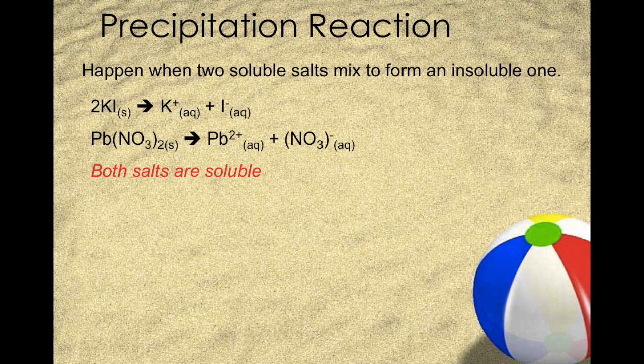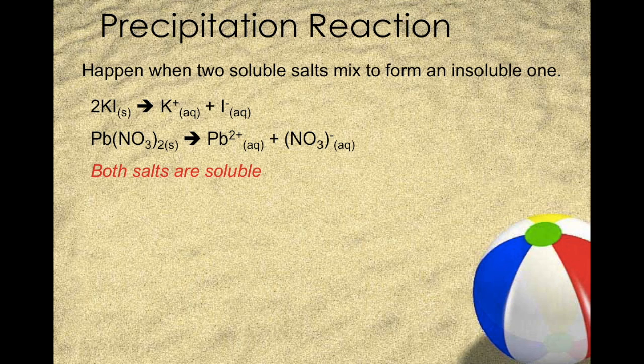A precipitation reaction is the opposite, where we have things mixed together in solution that form something that's insoluble. So let's take a look at how this reaction might happen. For example, if we have potassium iodide, or KI, and it's a solid, and we mix it with water, it forms potassium ions and iodide ions. It is soluble. And then lead nitrate is also soluble if we mix it with water, so we'll end up with lead and nitrate ions.